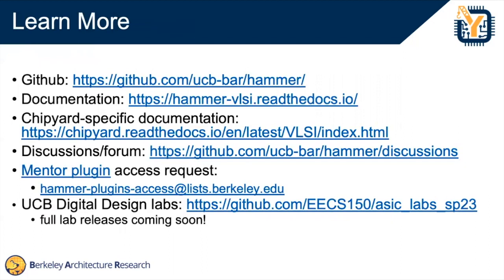And if you want to learn more, here's our GitHub link. There's also a very small end-to-end example of doing RTL to GDS with the Cadence tools inside the Hammer repo itself, if you want to just do a very quick, small example independent of Chipyard. There's also documentation, including the integration with Chipyard. You can go to our discussion forum on GitHub and ask us any questions. If you need access to any plugins for a tool or technology that's proprietary, please email us at this address.